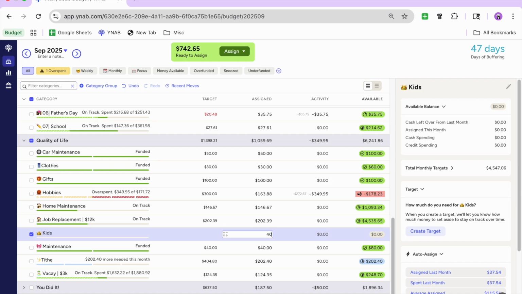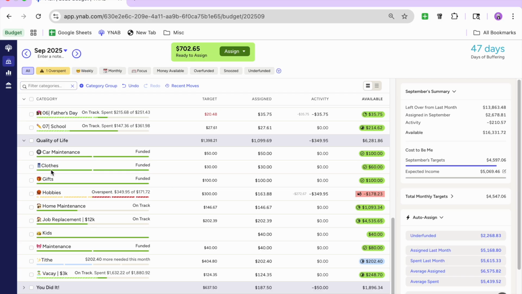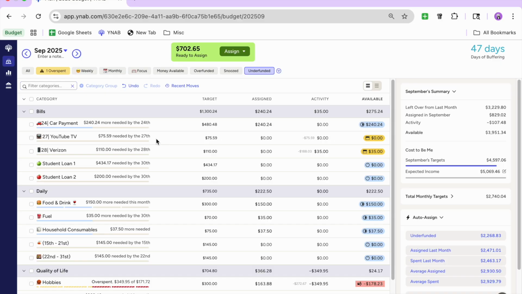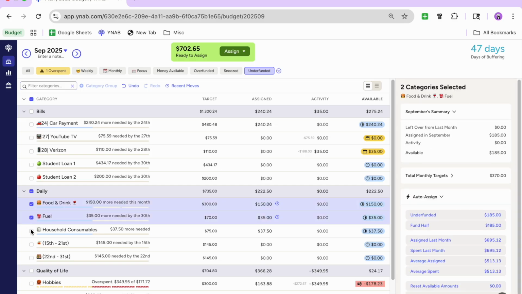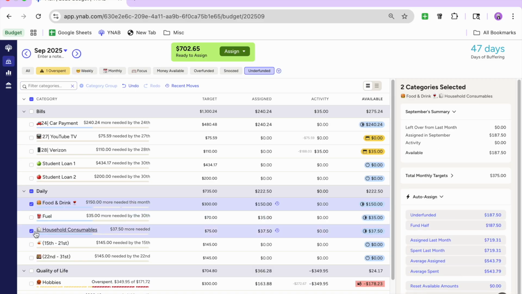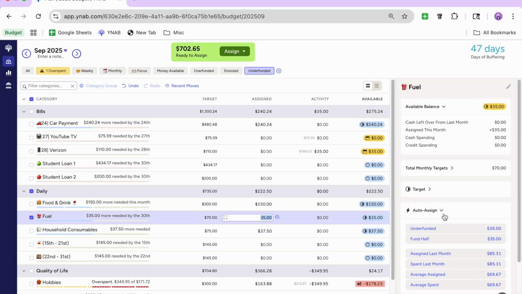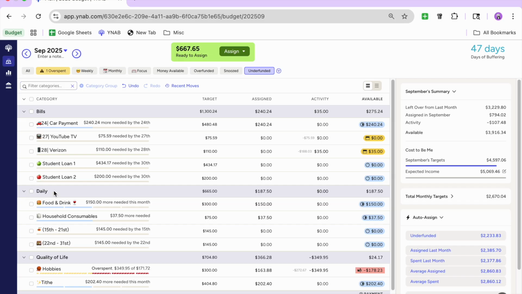I'm just going to add $40 to the kids. So my daughter, I can put some money in her lunch account. Let's see what's left. I don't want to fund food and drink or household consumables in advance because if I have money there, I'm going to spend it. I'm okay to fund fuel because I don't really go a lot of places and I usually don't overspend in that category.